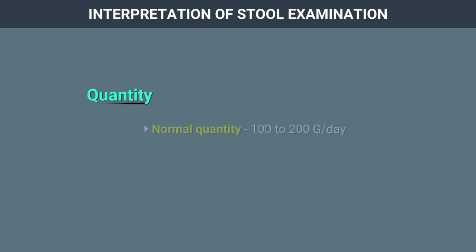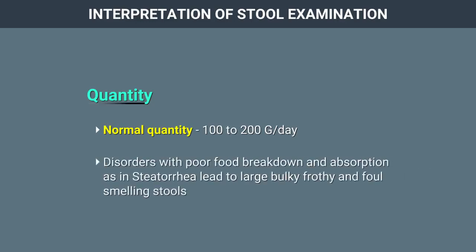Quantity of stool. Normal quantity is approximately 100 to 200 grams per day. Disorders with poor food breakdown and absorption, as in steatorrhea, lead to large, bulky, frothy and foul-smelling stools.